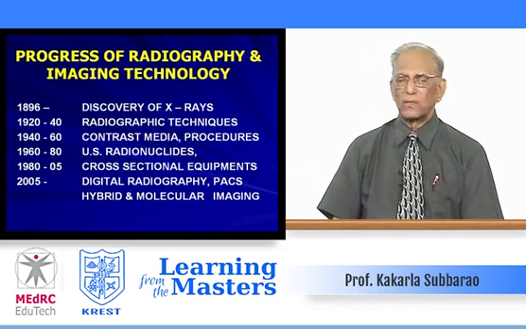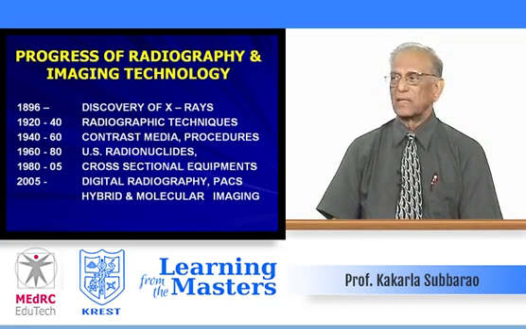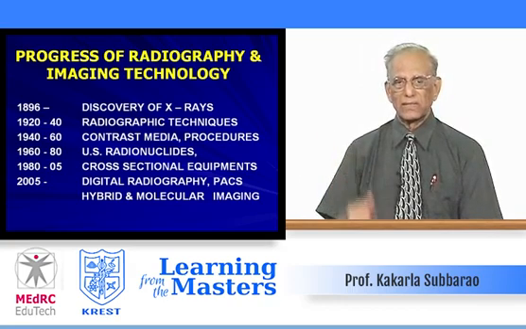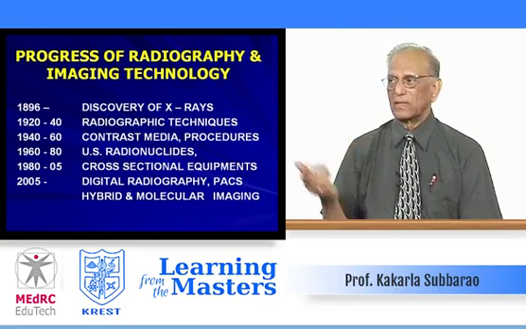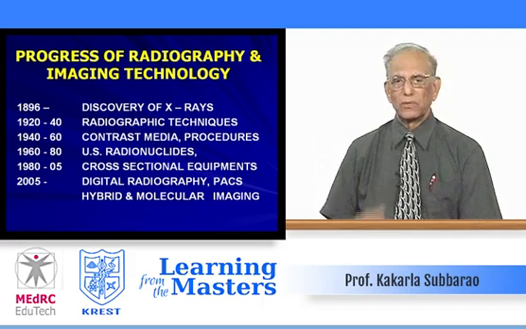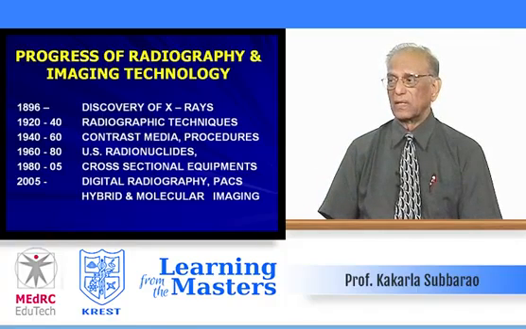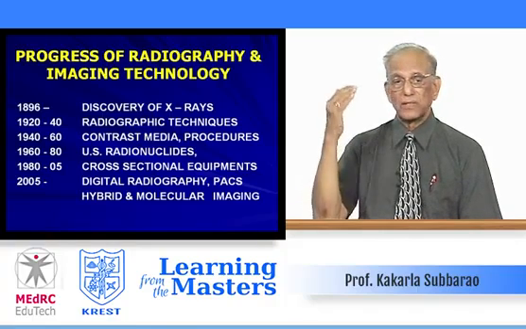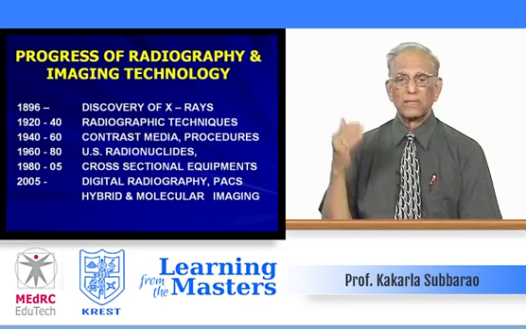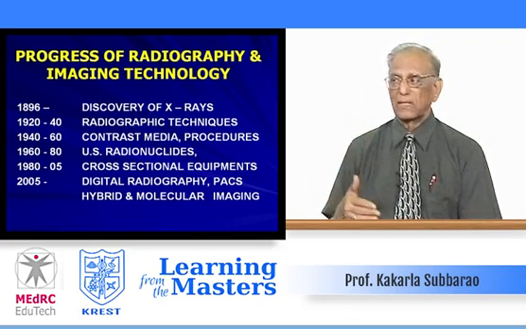Progress of radiography and imaging technology. 1896, discovery of X-rays. 1920 to 40, radiographic techniques. 40 to 60, contrast media and procedures, various procedures, angiography, esophagography, GI radiography. From 60 to 80, radionuclides have come, as well as ultrasonography. 80 to 2005, cross-sectional equipments, ultrasonography, CT, MRI, PET scan.